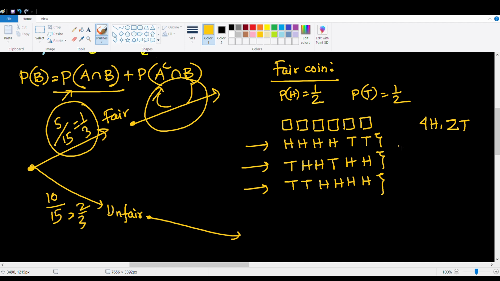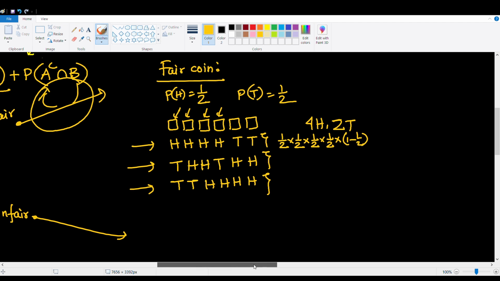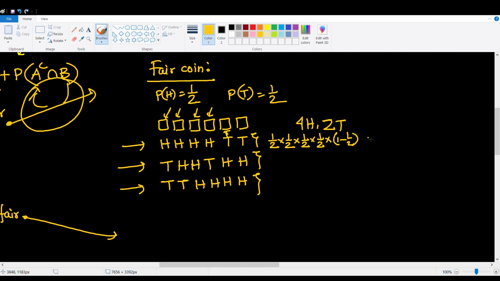So for the first case, we have the first, second, third, and fourth showing head. The probability for the first flip to show head is half. For the second, it's also half, third half, fourth half, and for the fifth flip, it will be 1 minus half, right? Because it showed tail here. And for the sixth, it's also 1 minus half. So finally, it's half to the power 6, okay? Interestingly, the second case will also give us a probability of half to the power 6.